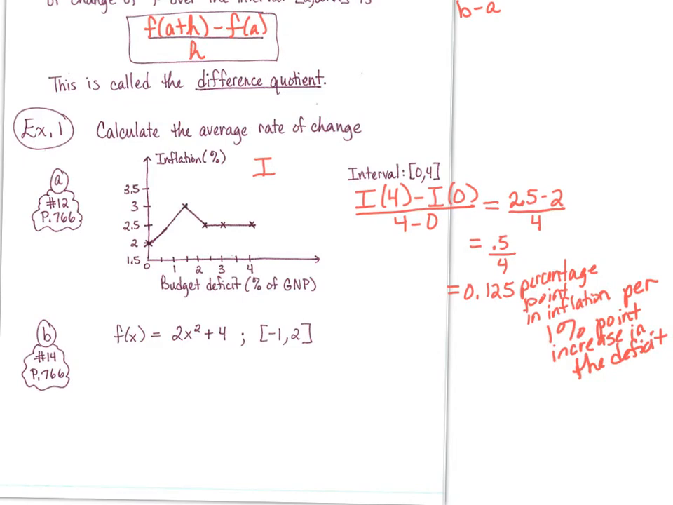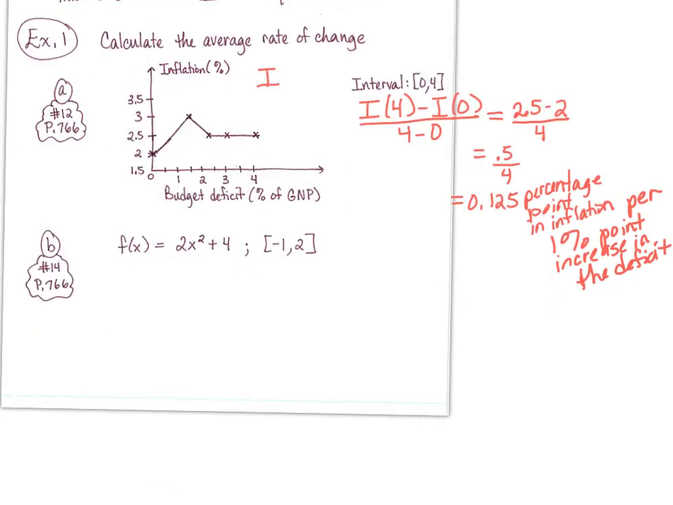Part B. Given f of x is equal to 2x squared plus 4 over the closed interval -1 to 2, find the average rate of change of this function over this interval. Would you like a minute?